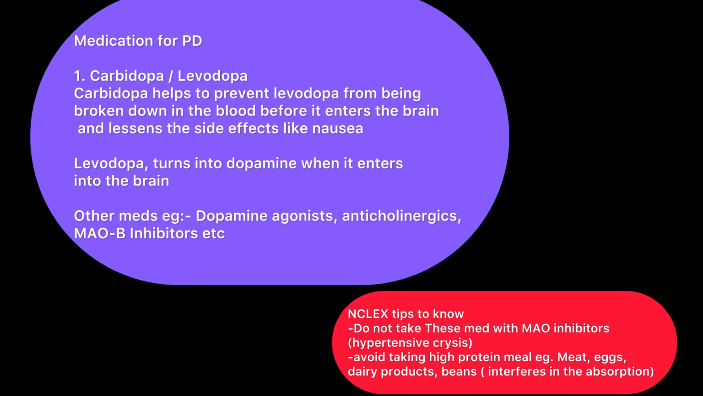Okay, now let's go on to medication for Parkinson's disease. Carbidopa and levodopa are used in combination. Carbidopa helps to prevent levodopa from being broken down in the blood before it enters the brain, hence more enters the brain and it lessens the side effect of nausea. When levodopa enters the brain, it turns into dopamine and acts as dopamine. And the NCLEX tip to know is, do not take this medication with MAO inhibitors, like monoamine oxidase inhibitors. It will lead to a hypertensive crisis. Plus, avoid taking a high protein meal like meat and eggs. This will interfere with absorption.